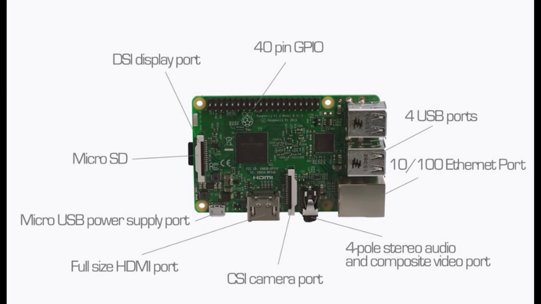Ethernet. This connector allows wired network access and it's only available on the Model B. CSI camera port. Camera Serial Interface Type 2, which facilitates the connection of a small camera to the BCM2835 processor. This is a camera port providing the electrical bus connection between the two devices.